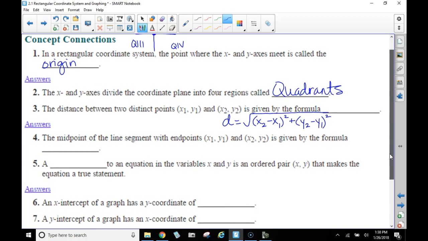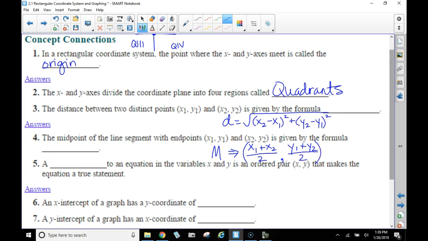Number 4, the midpoint of the line segment with endpoints x sub 1, y sub 1, and x sub 2, y sub 2 is given by the formula. Again, I don't have enough room. So the midpoint is calculated by taking the average of the x's, add them up, and divide by 2, comma, and then the average of the y's. Y sub 1 plus y sub 2, add them up, divide by 2.